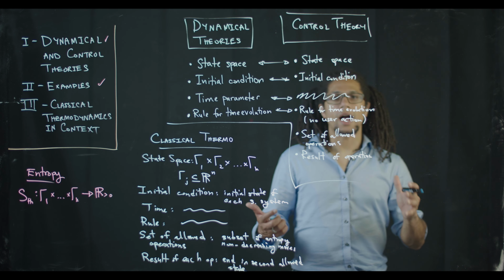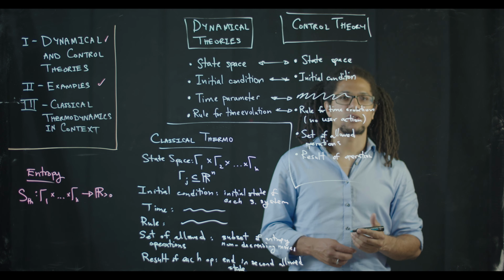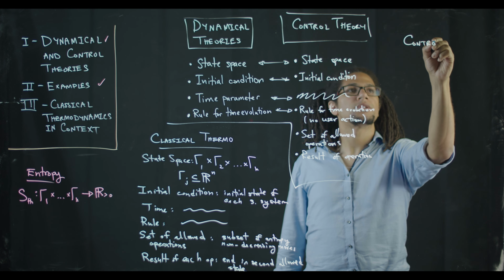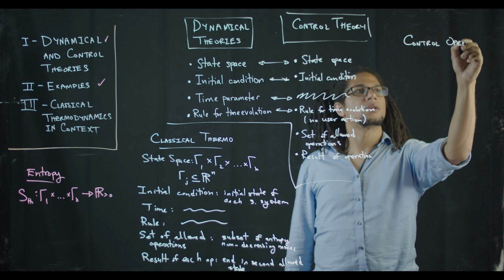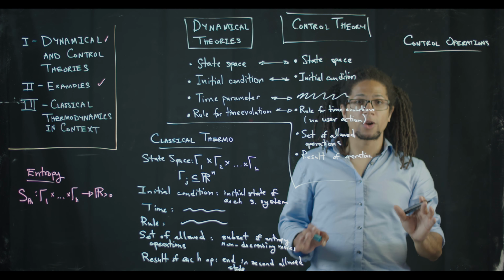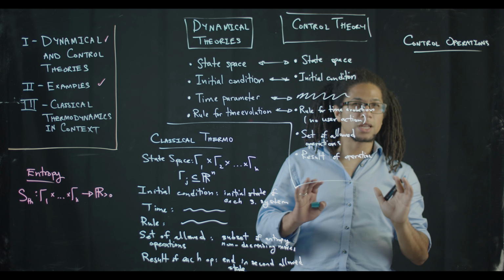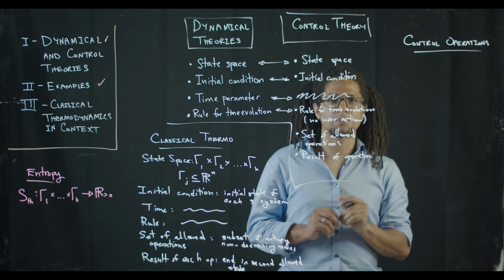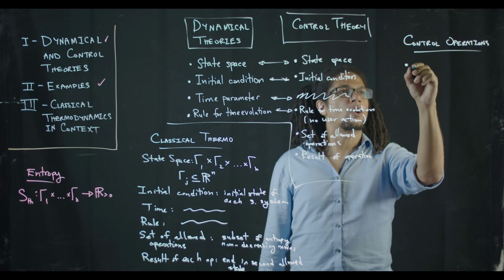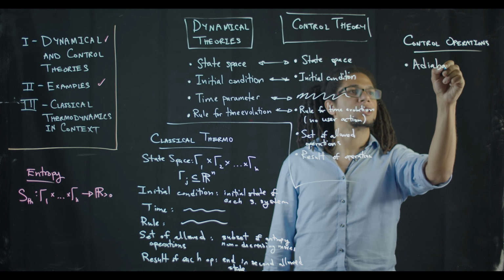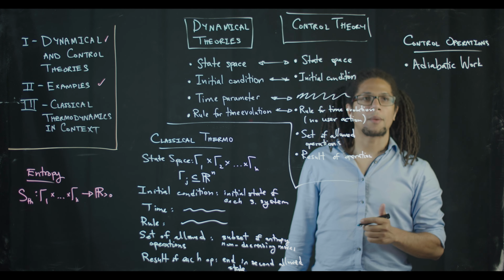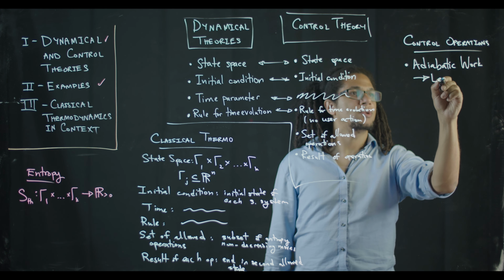Now, can I be more specific about what this set of allowed operations is? The operations that in general we'll call control operations. And without getting a little bit more into the formalism, I can be at least a little bit more specific. There are two types of control operations in classical thermodynamics. The first we call an adiabatic work operation.